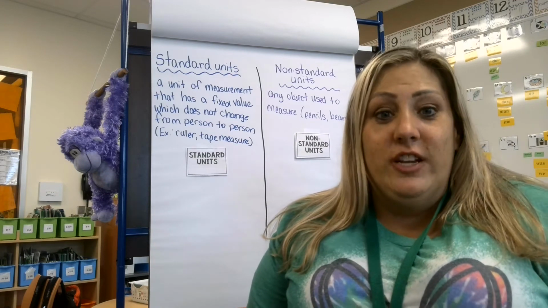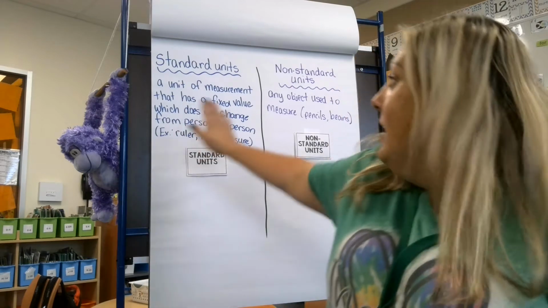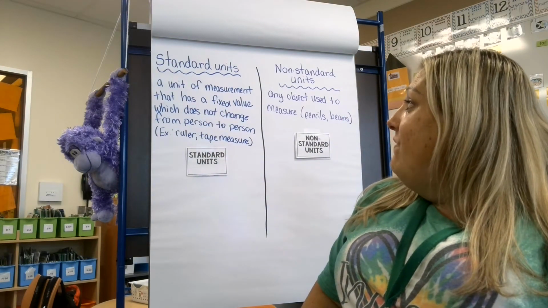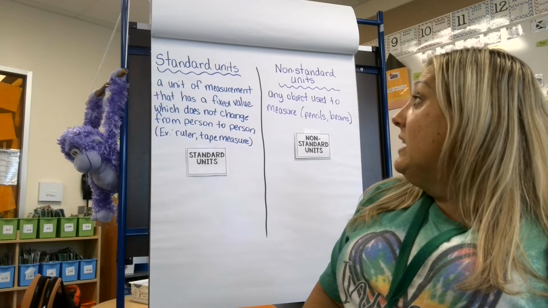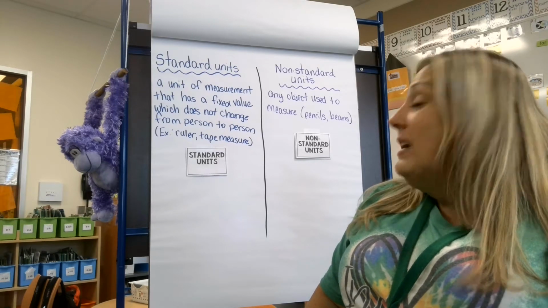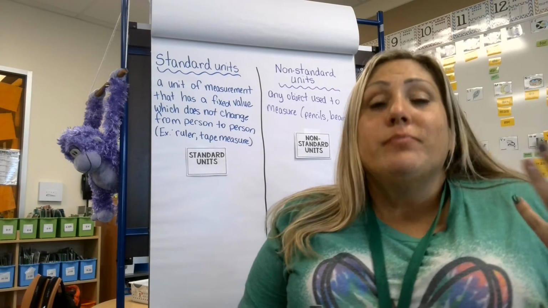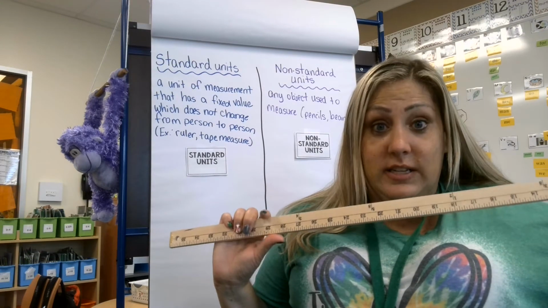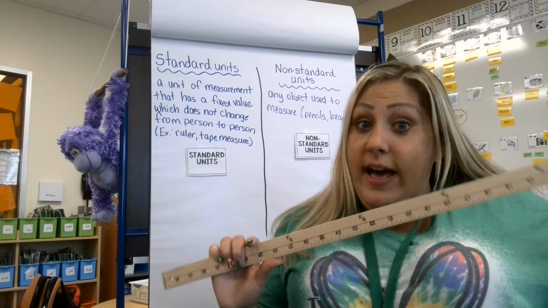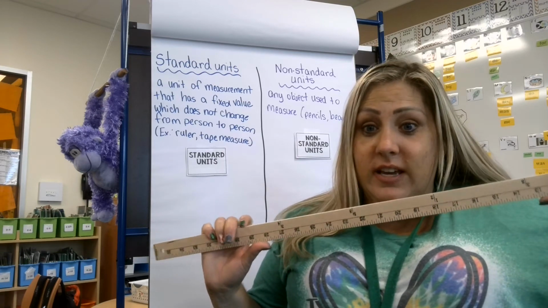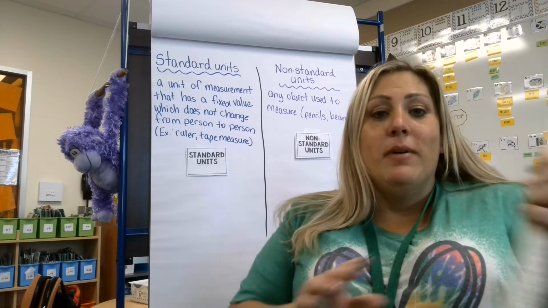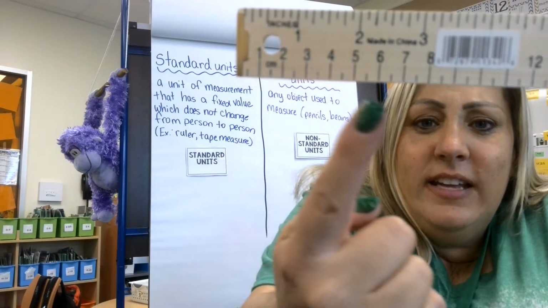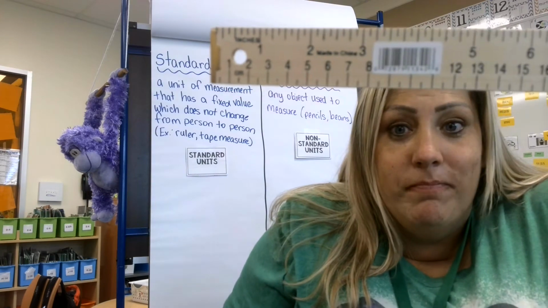Let's look at our definition of standard units. Standard units is a unit of measurement that has a fixed value which does not change from person to person. That's a lot of words. Basically, if I had a ruler or a yardstick and your teacher had a ruler or a yardstick, it would be the same thing. We would have the same inches on our ruler.